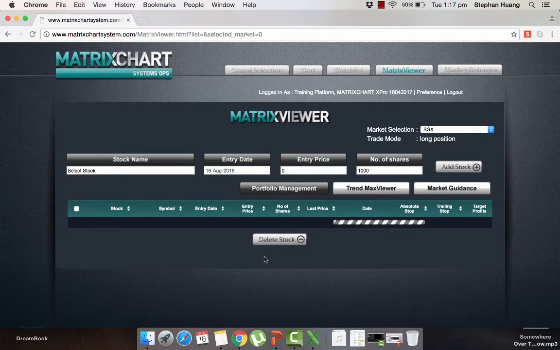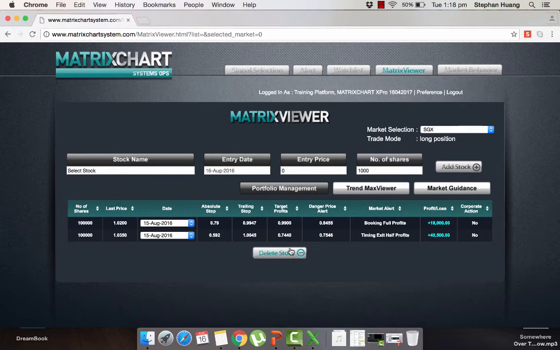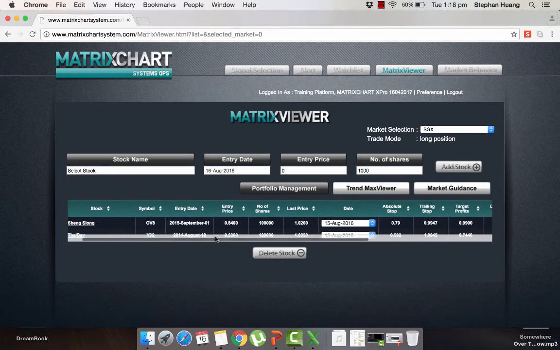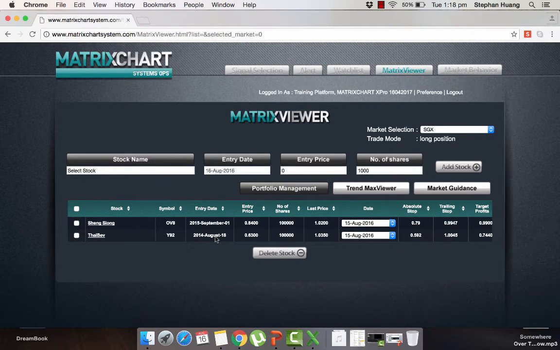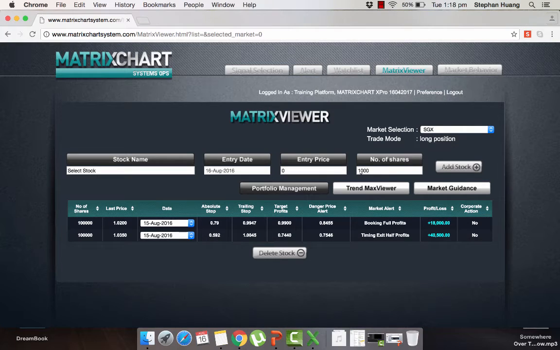So the great thing about the system is it actually remembers for you everything you need to remember, and it keeps track of the profits that you're in. So you don't really have to remember anything, and just take a couple of minutes every week, especially for investors like myself. We are not trading, we are investing. Of course, we're going to do another video on how trading works on our MatrixChart systems. But for the investors, you can really spend a few minutes each day just to check your absolute stop, your danger price alert, and actually what to do.